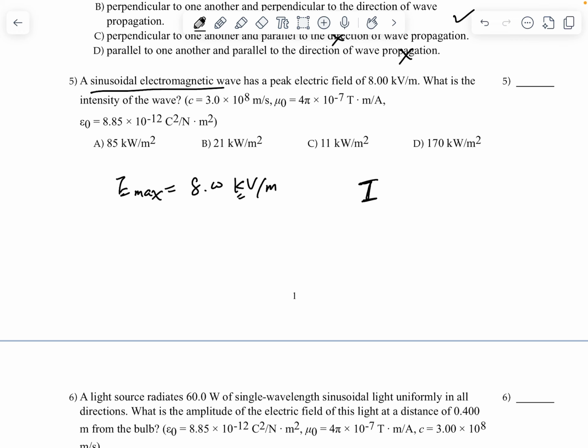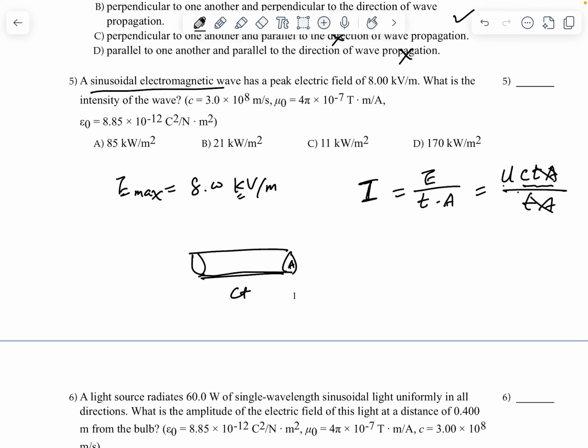We know that intensity, let's do a little bit of derivation. Intensity is basically energy over time over area. Energy is energy density times volume. In class we talked about volume being C T A, so we have a beam whose length is CT and area is A. Intensity is energy, which is energy density times volume, divided by T A. You see T and A cancel, so the intensity is U C.